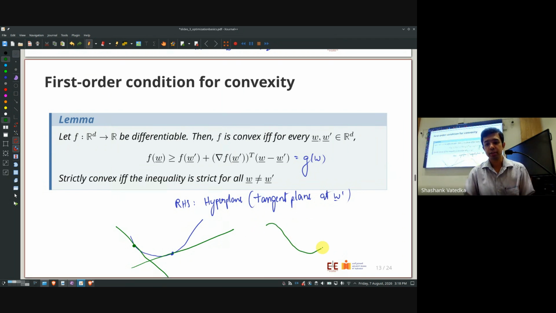Let's say that this doesn't happen, right? For example, if the function is non-convex, then there will be some point where this tangent lies above the function itself. All right. Okay. Any questions? Great.